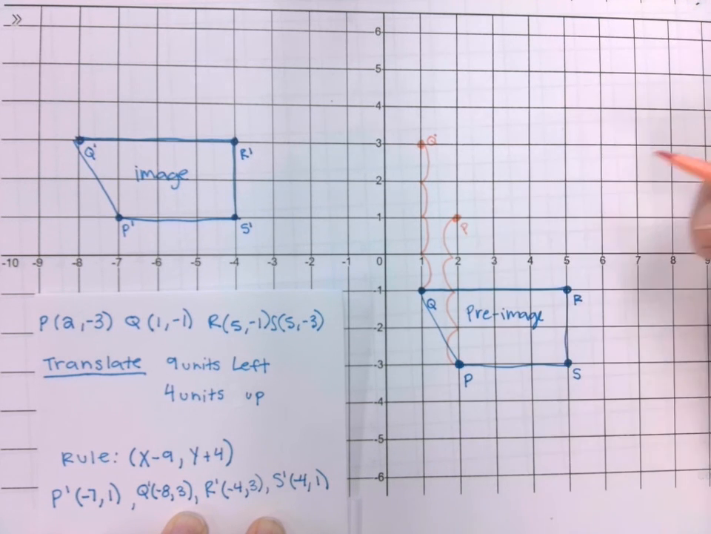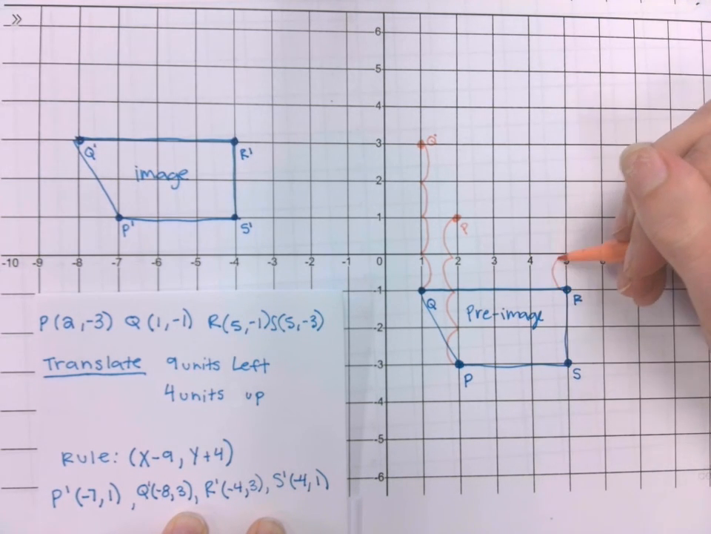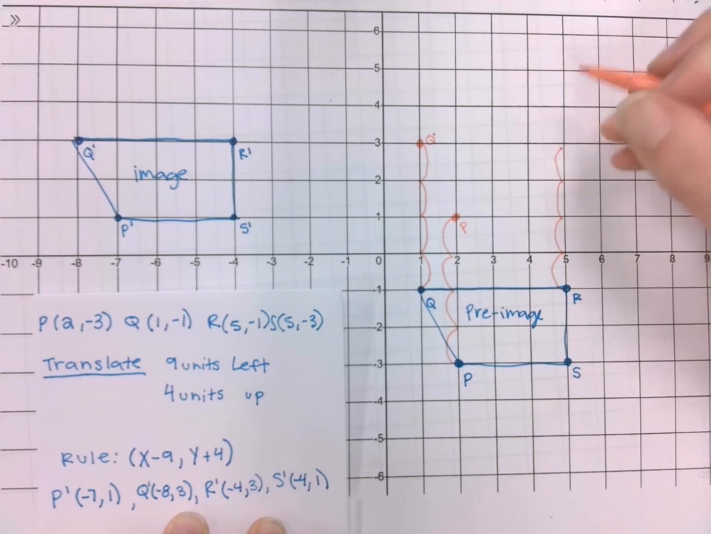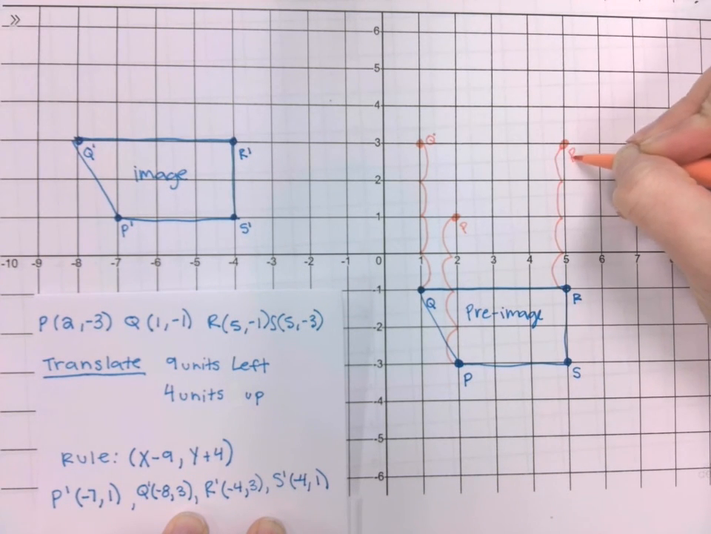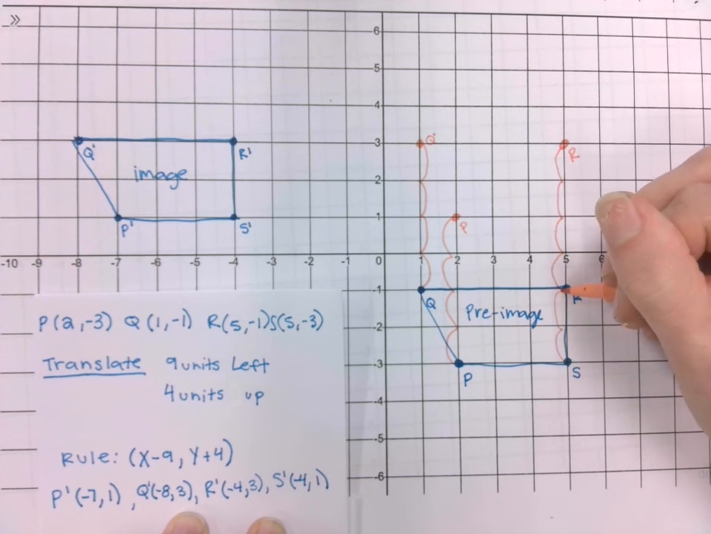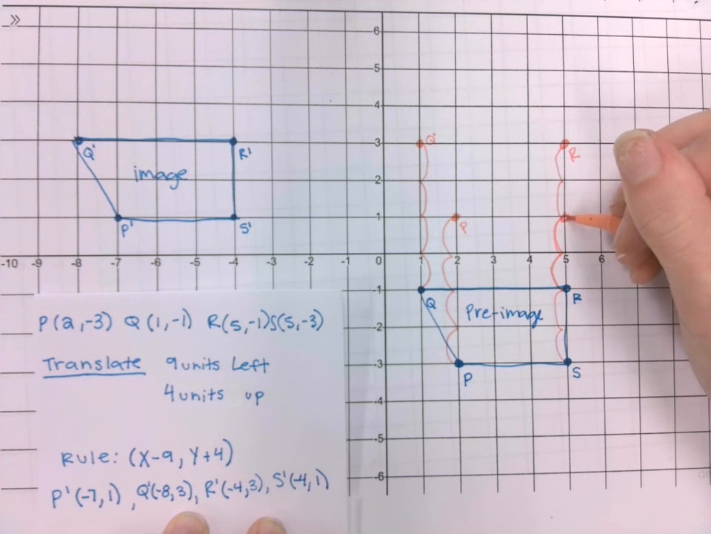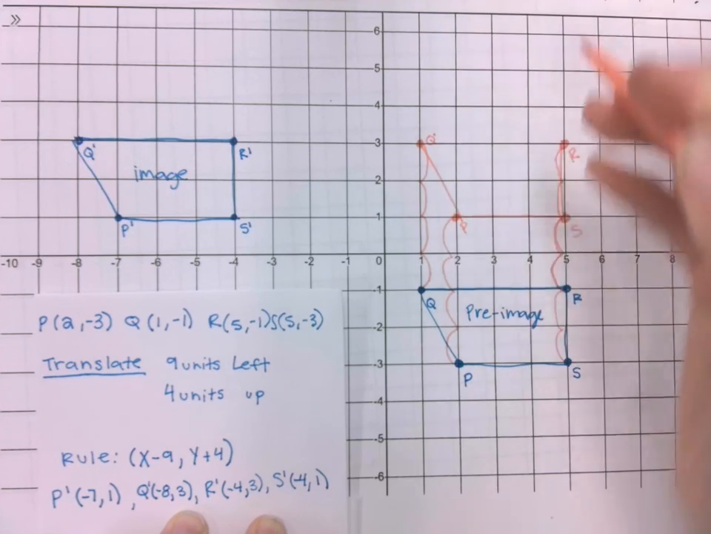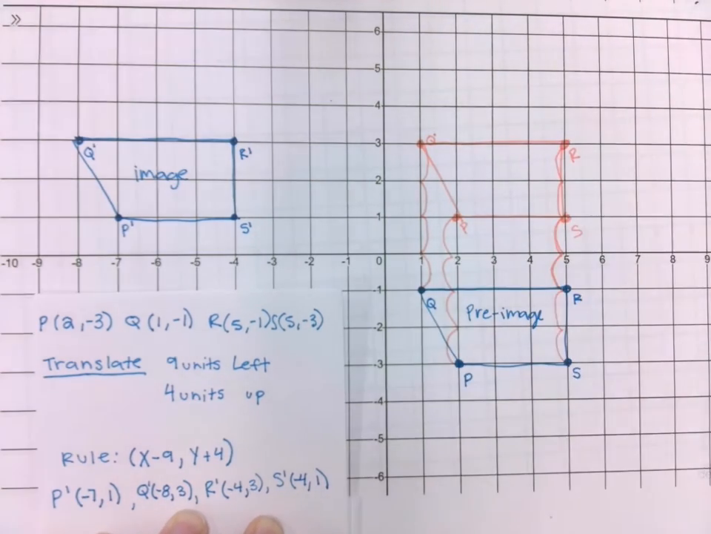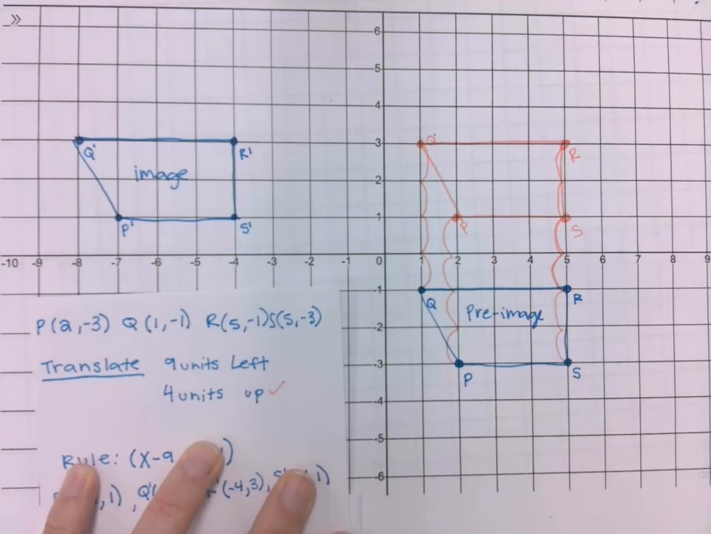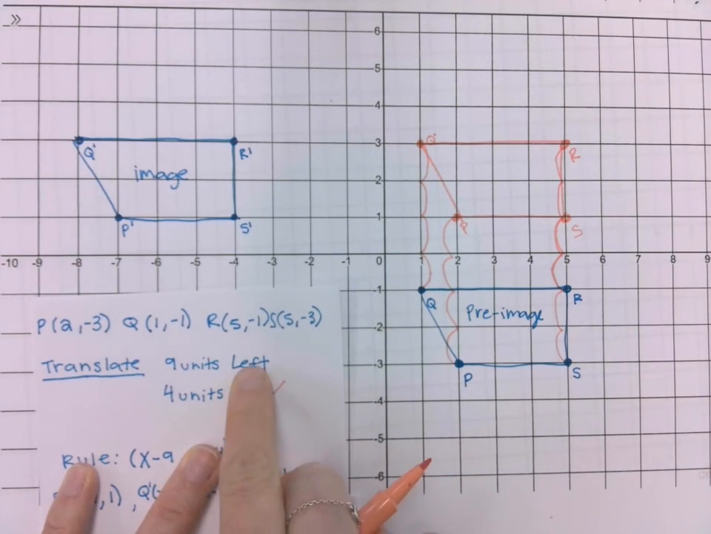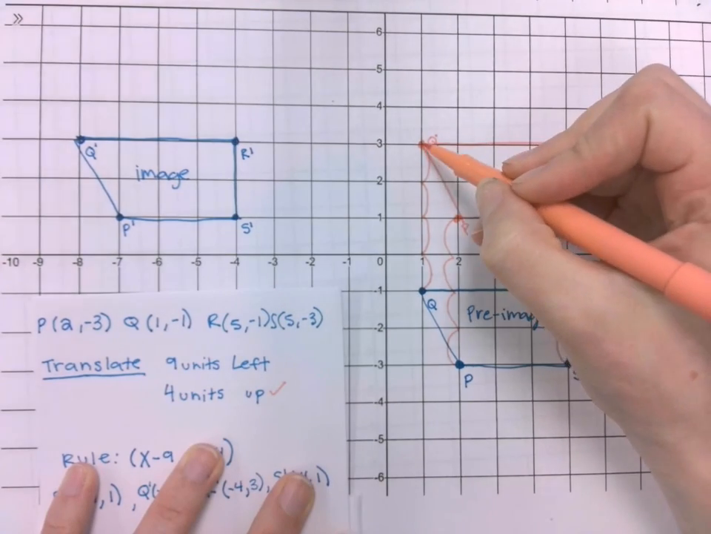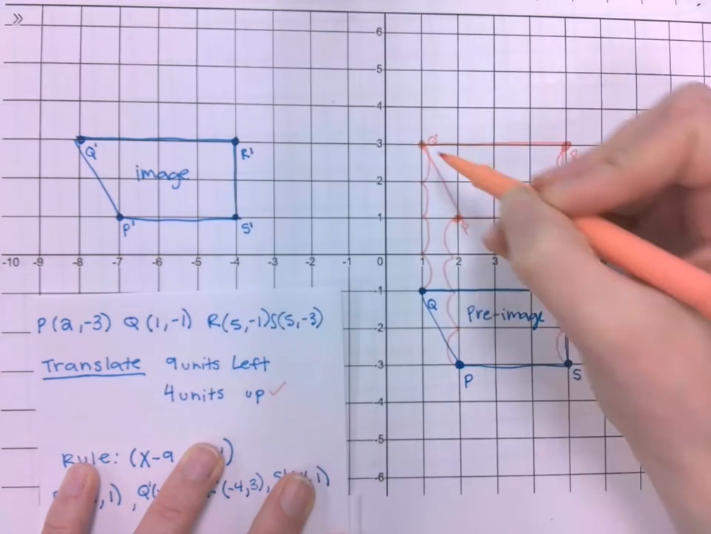This would be a P point. R, 1, 2, 3, 4. And S, 1, 2, 3, 4. So now I'm going to connect them. Okay, so I have translated it up 4 units, check. Now I have to translate it 9 units to the left. Okay, so I'm going to take every single point and move it to the left.